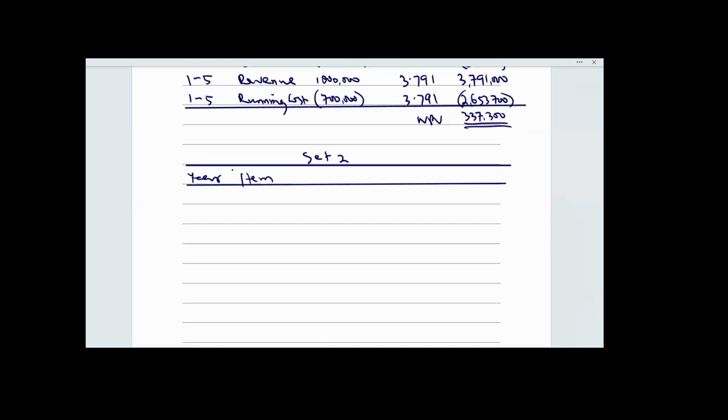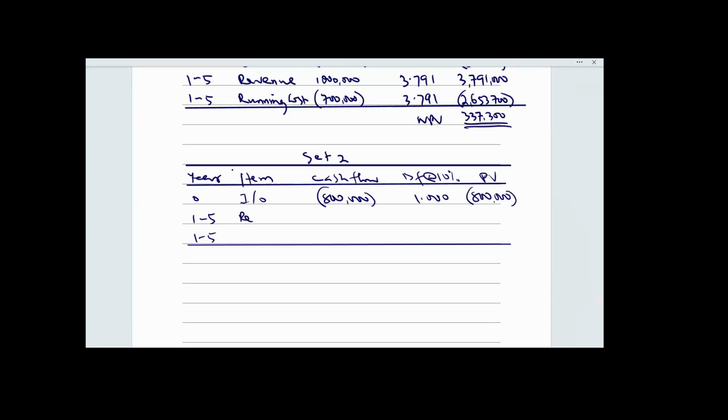So for set 2: item, cash flow, discount factor at 10%, then the present value. Year 0, and years 1 to 5. Initial outlay of 800,000 multiplied by 1 is 800,000. Then revenue, then running costs.